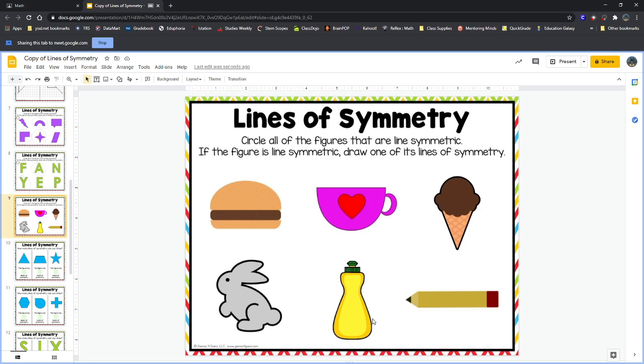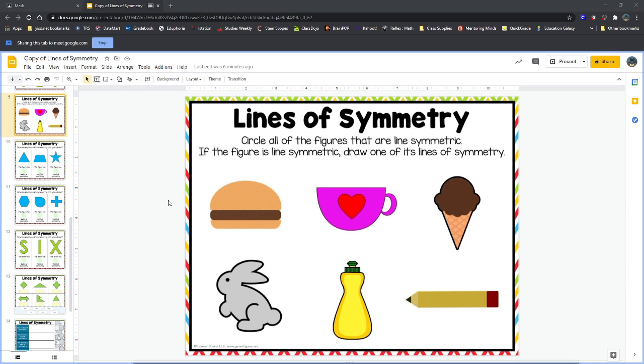If there is a line of symmetry, you're going to draw it. If there isn't, leave it alone. Try to find all the lines of symmetry from these shapes. We've got 6 pictures here. We've got a hamburger, we've got a teacup, an ice cream cone, a bunny, a bottle of soap, and a pencil.